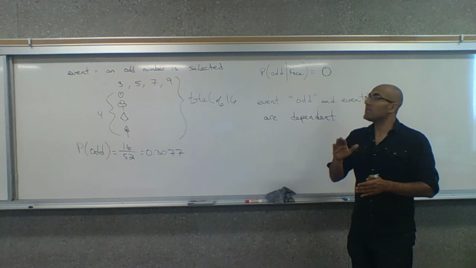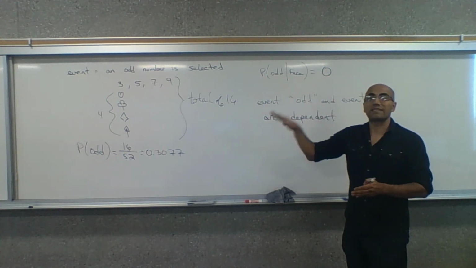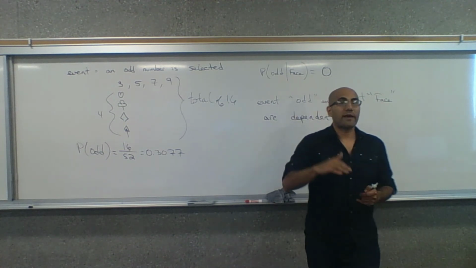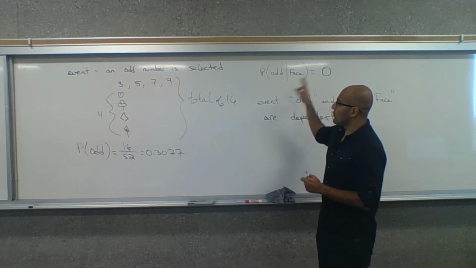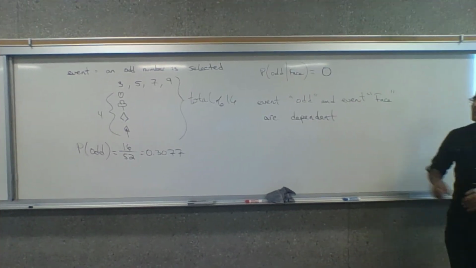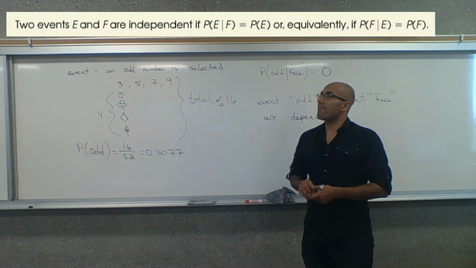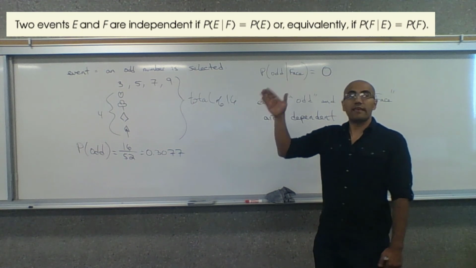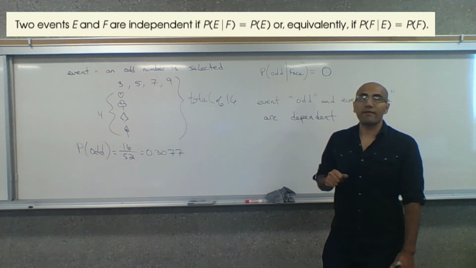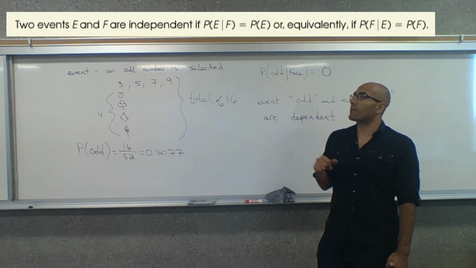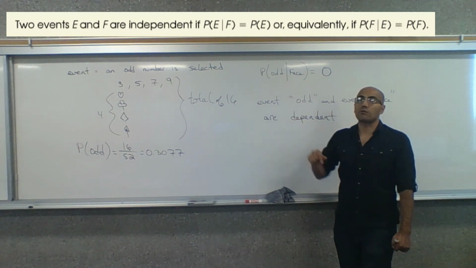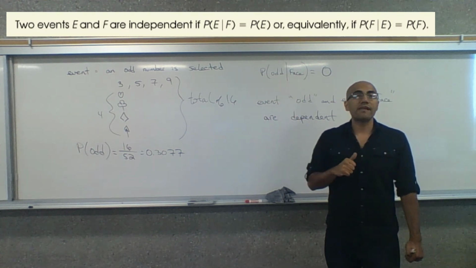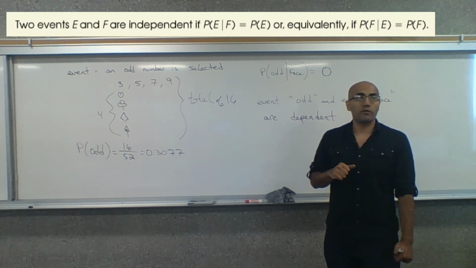Okay? So that leads to a test of whether something is dependent or independent. If you want to know if two events are dependent or independent, you're going to have to do this kind of test. Two events, E and F, are independent if the probability of E given F is equal to the probability of E, or equivalently, the probability of F given E is equal to the probability of F. So here we're showing that it made no difference to have that additional information.